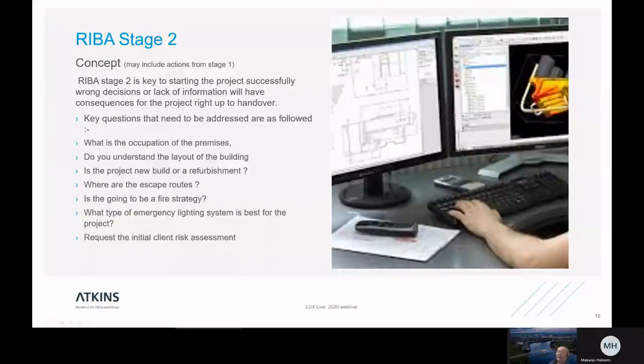Key in this is requesting an initial client risk assessment, right? You won't get the answers to this, but if you ask for it at stage 2, then it won't come as a shock to the client just as you're going out to tender and they say, well, I haven't got one. And I don't know what all the additional high risk areas are. All the project requirements should be identified in that.